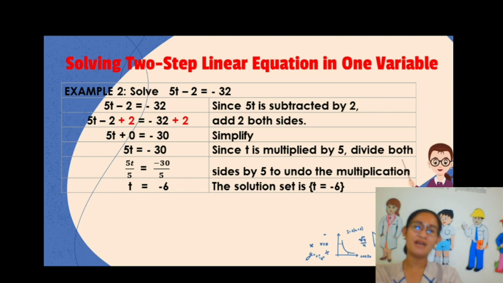Let's have another example. 5t minus 2 equals negative 32. Since 5t is subtracted by 2, add 2 to both sides. Simplify. Since t is multiplied by 5, divide both sides by 5 to undo the multiplication. It will give us the result of t equals negative 6.